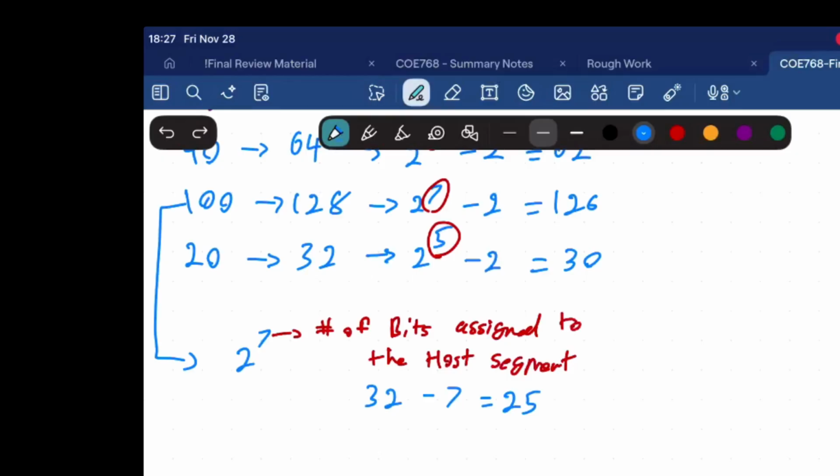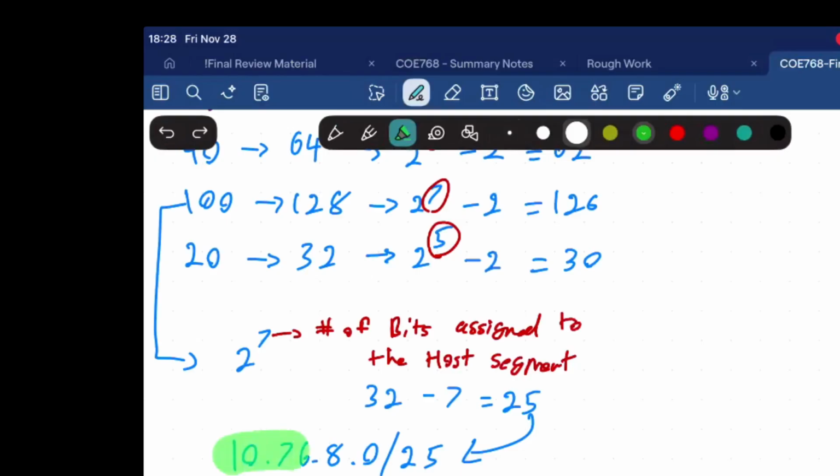Therefore, we would take the IP address that we've assigned, which is 10.76.8.0 slash 25. So we just put that in there. And I'll highlight this so it's easier for you guys to read along. So that is our first subnet.